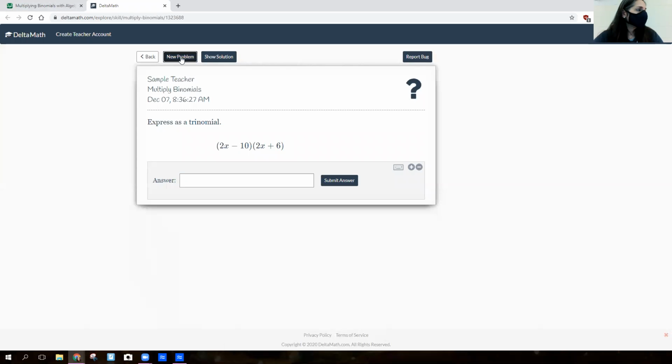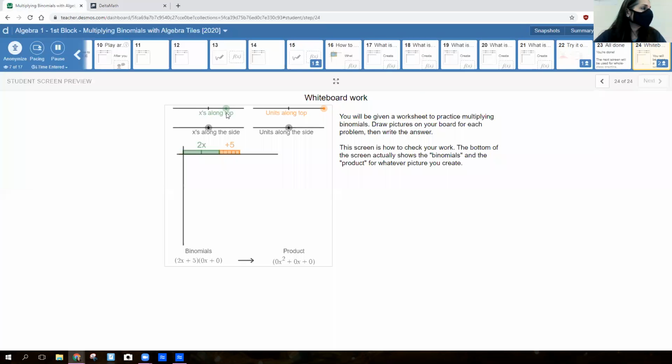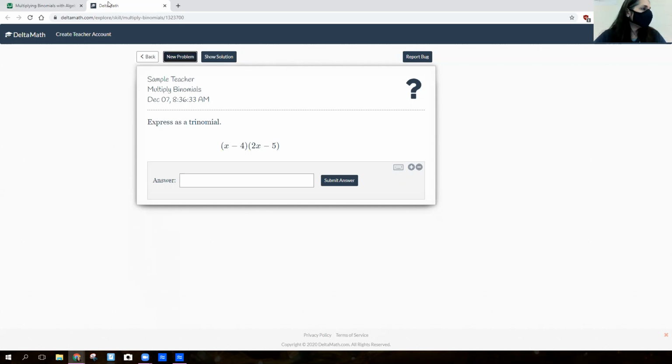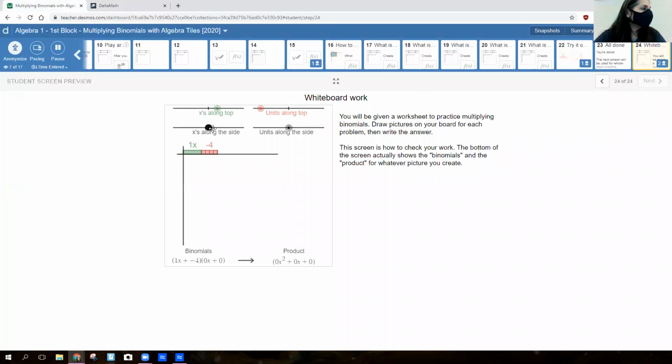New problem. Everything has big numbers. There we go. We can do this one. All right, so I'm changing my problem because my Desmos worksheet won't do anything past 5 for me. So x minus 4, 2x minus 5. So x minus 4. I got to put this way over on the other side. Minus 4. And then 2x minus 5.